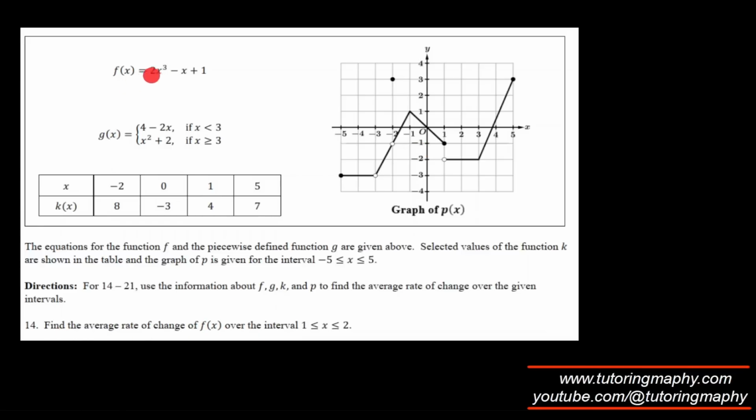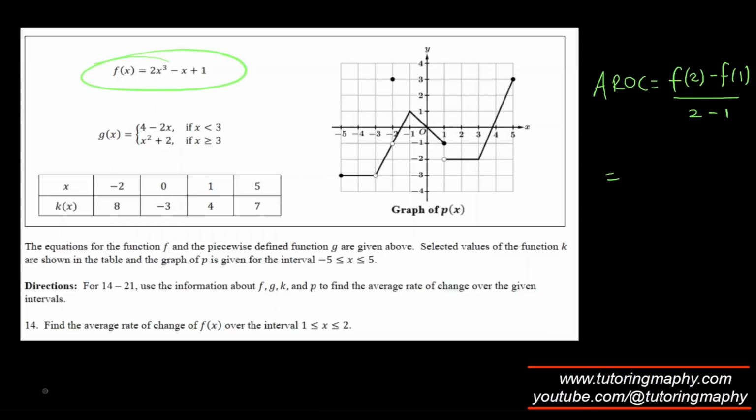So be careful what you have to look for. f(x) on 1 to 2. That's pretty straightforward, I think, because AROC, I think we know the formula by this time. AROC is f of b minus f of a over b minus a. So what is f of 2? Let's plug in 2 over here.